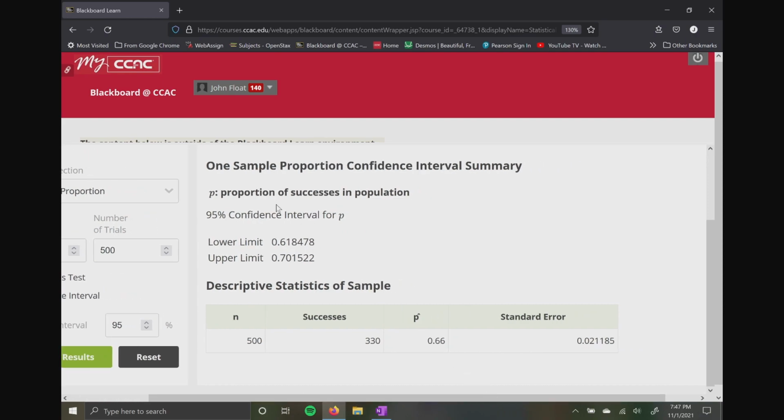And it literally took us longer to get here than it did to actually type in the information. But as you can see here, we have a 95% confidence interval for P, which is our population proportion. Our lower limit is 0.618, which is exactly what we calculated. The upper limit is 0.701, but if you round it to 3 decimal places, you get 0.702. And then it just gives you some descriptive statistics. N is 500, number of successes was 330, P hat was 0.66, and the standard error is going to be 0.021185.